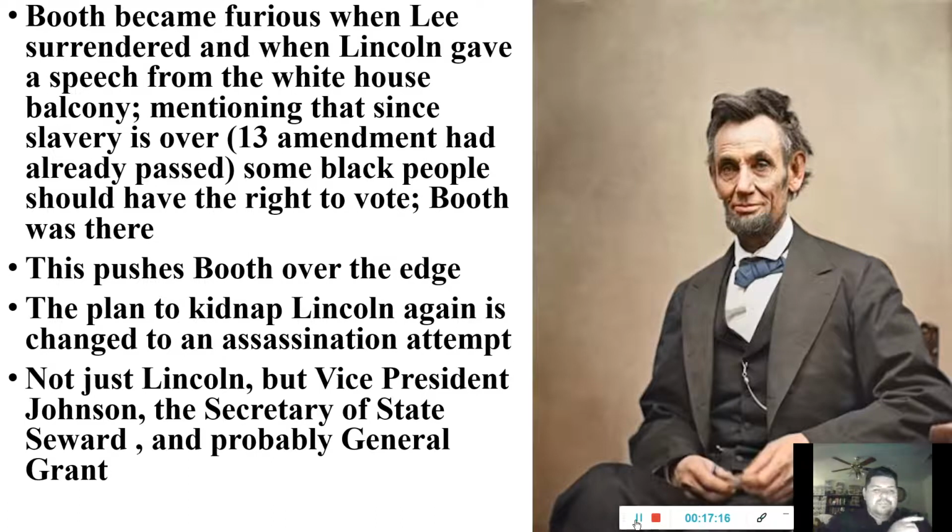So, thing is, Booth knows this government is not like an animal where it has one head. He goes, no, this thing has multiple heads. You cut off one head, another one's going to come up and take its place. We need to take them all out. Lincoln, Vice President Johnson, Secretary of State Seward, and if possible, General Grant. Because those are the leaders of the government at that time for the North. If all of them are gone, they're going to be leaderless.